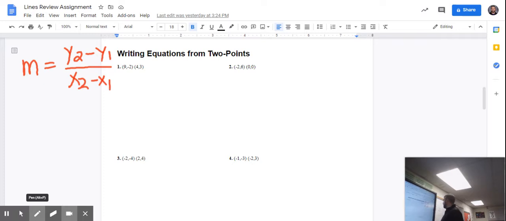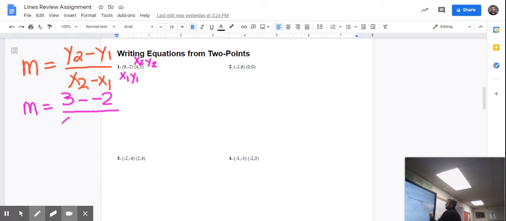If I have 2 points, that means that I have x1, y1, and over here I have x2, y2. And so that means my 9 is x1, my negative 2 is y1, and my 4 is x2, and my 3 is y2. So I'm going to find the slope to start. The slope of this one is going to be y2, which is 3, minus negative 2, over x2, which is 4, minus x1, which is 9.